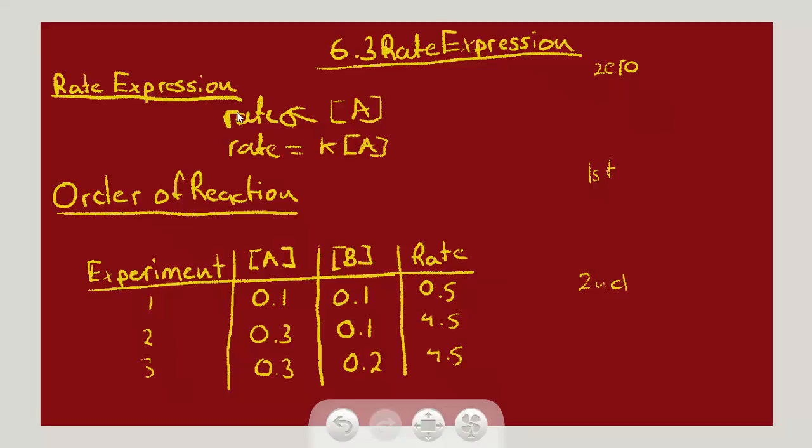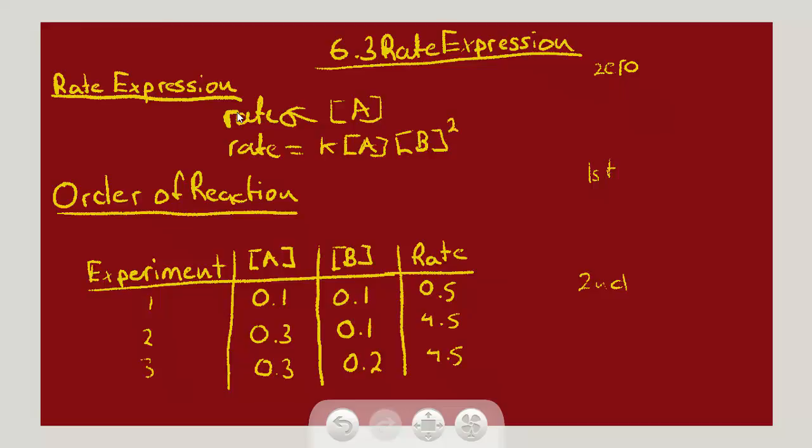K being a constant. The rate expression is an experimentally determined equation that relates the rate of reaction to the concentrations of the substances in the reaction mixture. So another way this could be expanded, if there is more than one substance involved, could be A, B, and if there's an exponential relation, could be A, B squared.